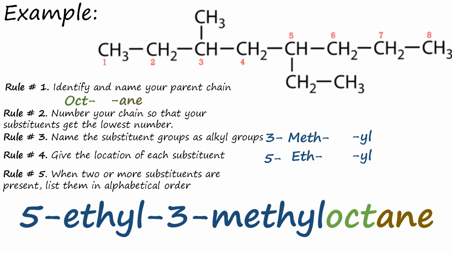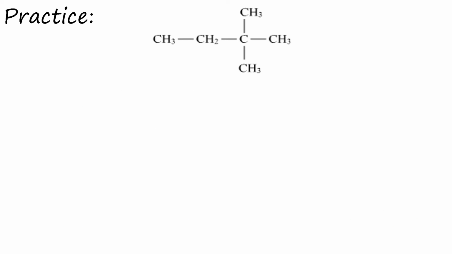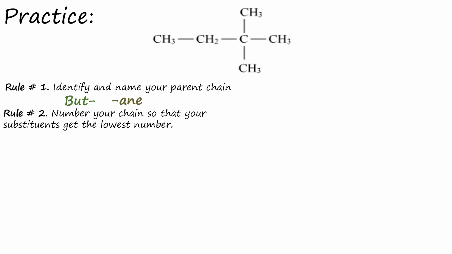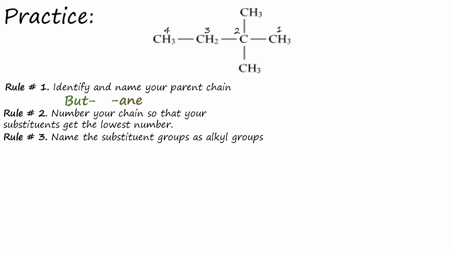So now pause the video and try to do this practice question by yourself. The first thing that you gotta do is identify and name your parent chain. In this case, we have 4 carbon atoms that gives the first name of but, and since it's all single bond, that will give a last name of ane. Then number your chain so that your substituent gets the lowest number. Then name the substituent groups as alkyl groups.